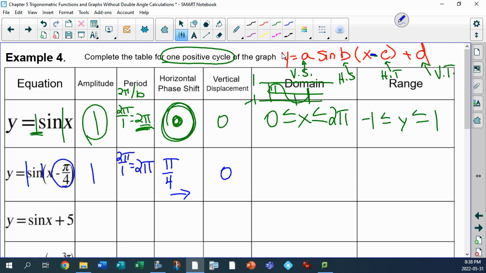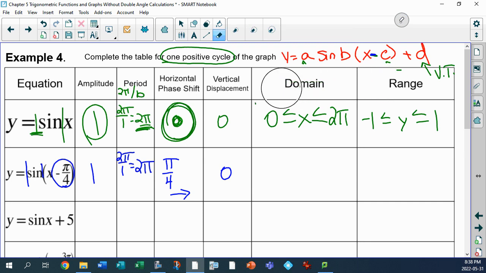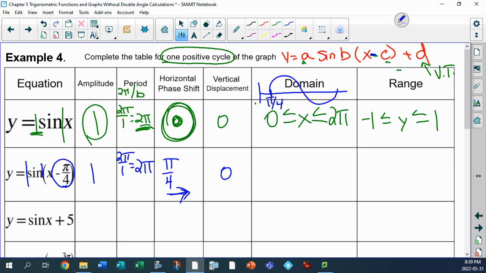Okay, so let's check out the domain. Your domain now is not going to start on 0. Check this out. I'm going to tell you right now, your domain does not start on 0. Think about it. This is your graph starting here. It tells you to shift to the right, pi over 4. So your domain starts at pi over 4. So this up and down whole sequence starts at pi over 4. There it is. But how do I find the ending now?